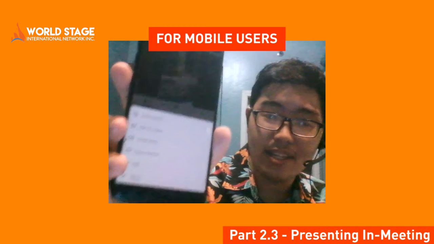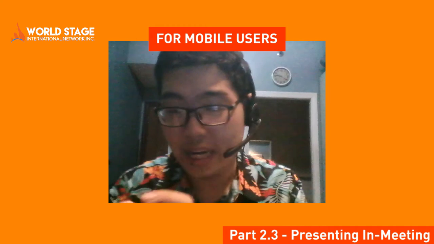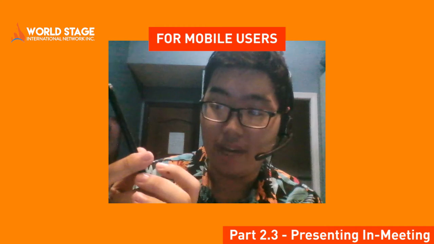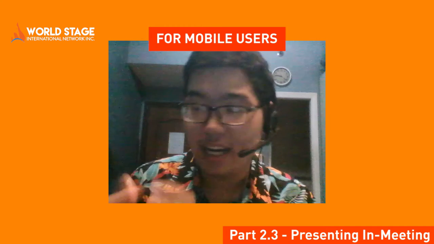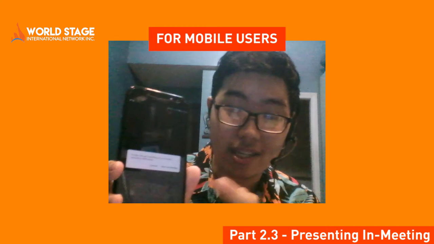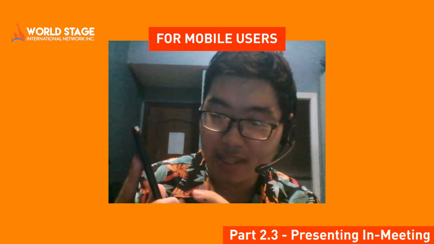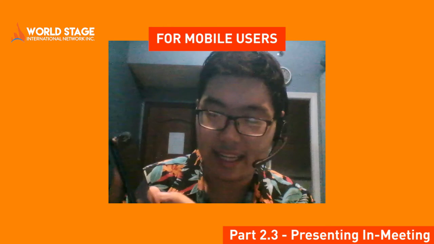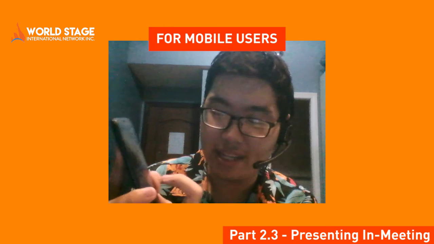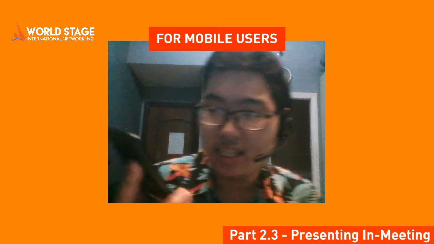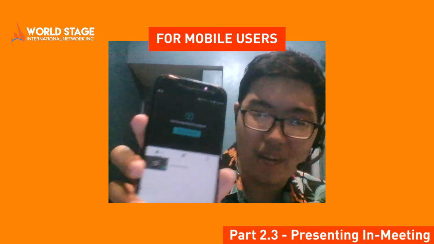There are different things on this menu, but what you have to take note of is the one that says Present Screen. That's the third option from the top. So you click Present Screen. It'll give you a prompt that asks if you want to start presenting your screen. Just click Start Presenting. It asks you again if you want to start now, with a notification that Meet will be sharing what's on your phone. Once you have that, it will say you are now presenting to everyone.